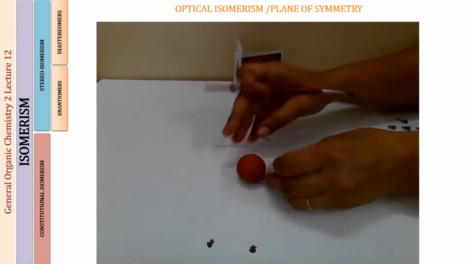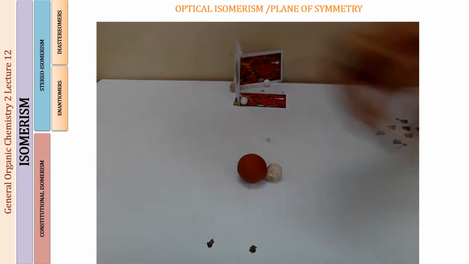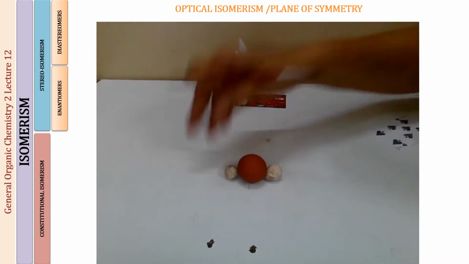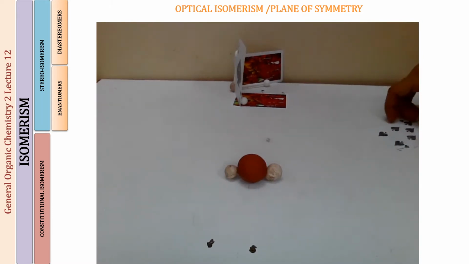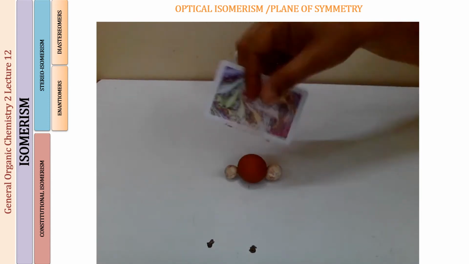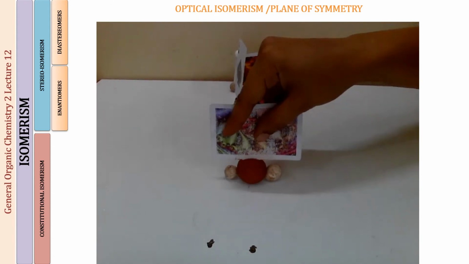Okay, and now I have placed one oxygen on this side and one oxygen on this side. So this is a molecule of carbon dioxide. Now in this molecule of carbon dioxide, what I want to check is whether it has a plane of symmetry or not. So the first way, you just see over here, I am going to cut this.